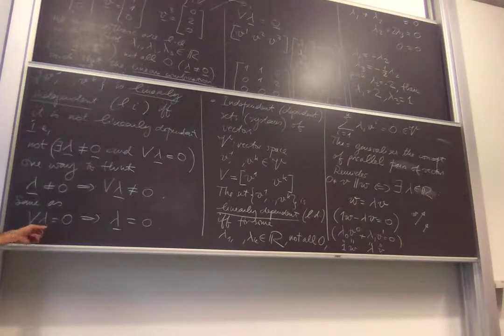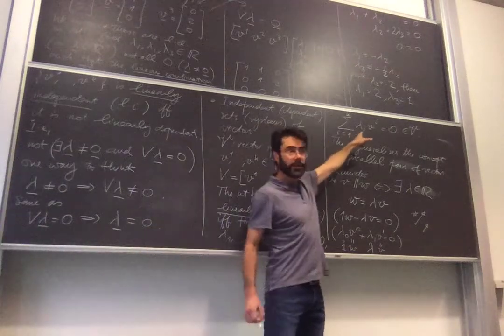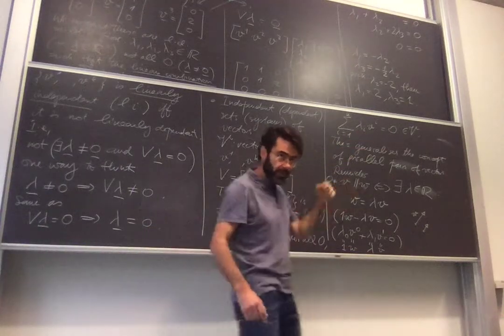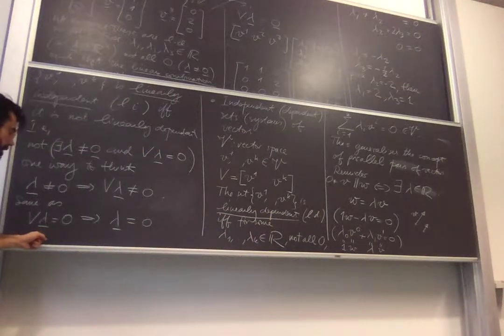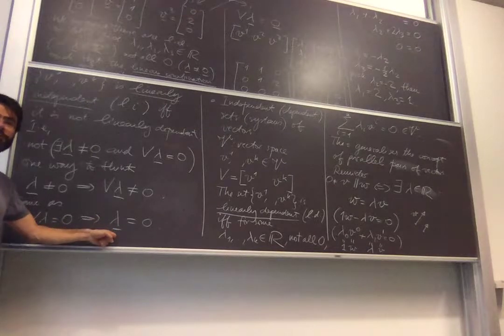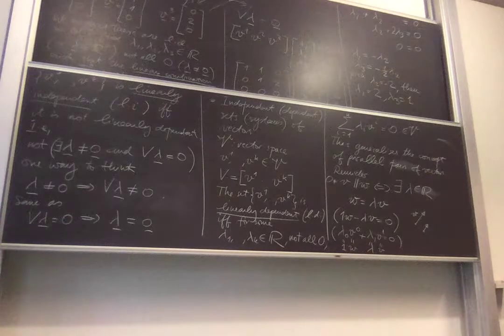combination, remember this is a linear combination of this form here, that's just a quick way of writing this so I don't have to write summations all the time, the only way to make this 0 is to take all the coefficients equal to 0. That's what linearly independent means.